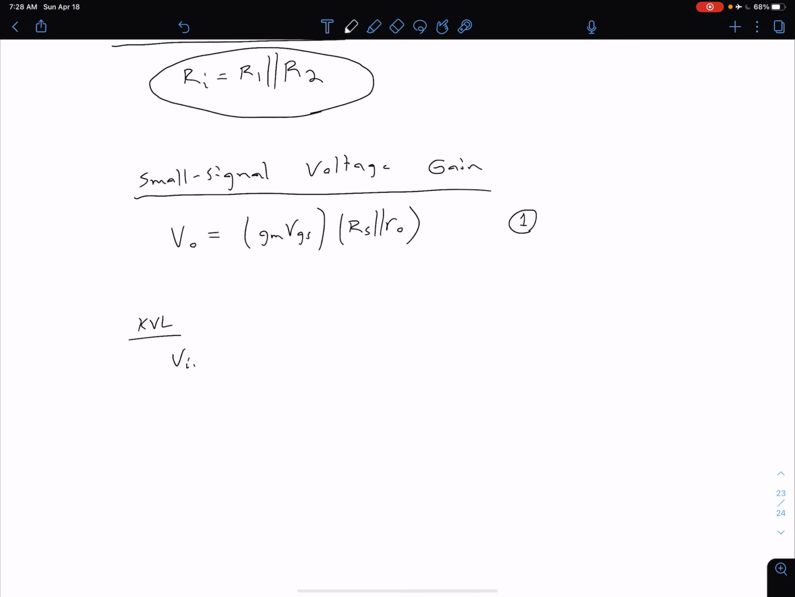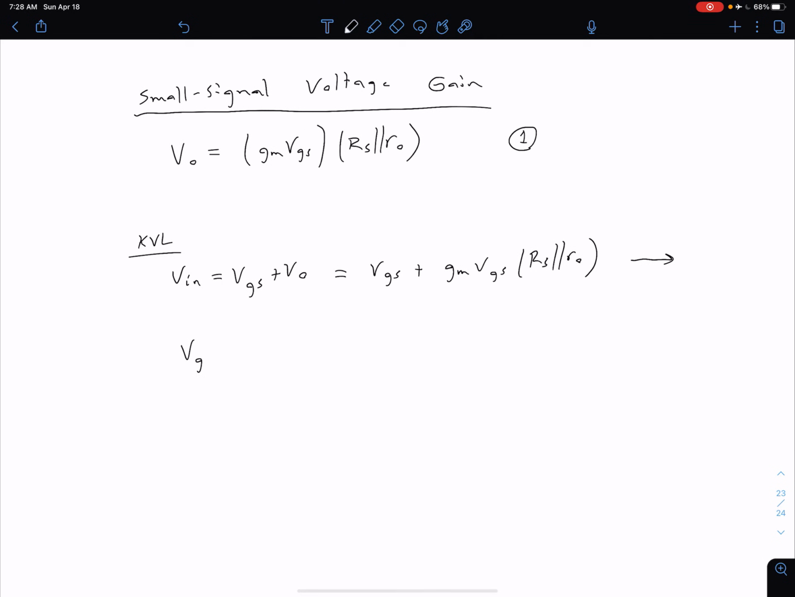We have that our V_in is equal to V_GS plus V_o. And we just had this expression for V_o above, so let's go ahead and substitute that in. So we have V_GS plus g_m V_GS times R_S parallel r_o. Now we can rearrange and solve for V_GS. So if we solve that equation for V_GS, we have that V_GS is equal to V_in divided by 1 plus g_m times R_S in parallel with r_o. And let's call this equation 2.